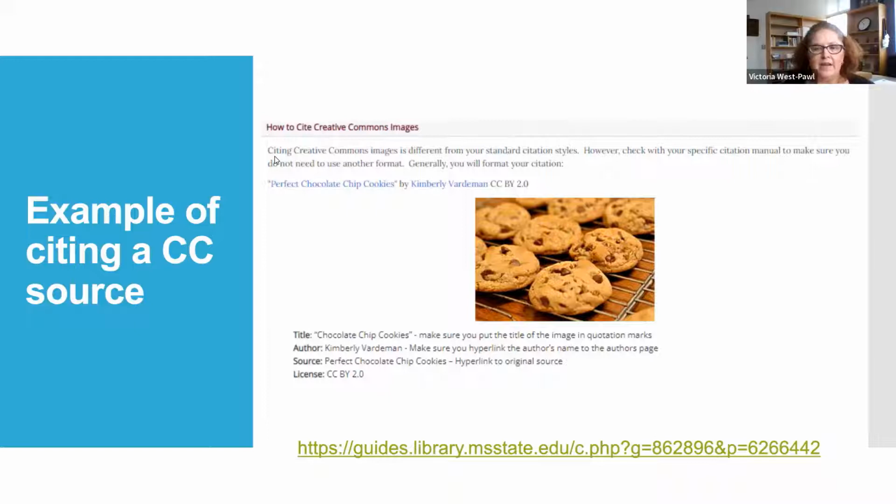Right, exactly. There doesn't seem to be one perfect way. These are cited differently, but this is just one way, and this was just a source from Mississippi.